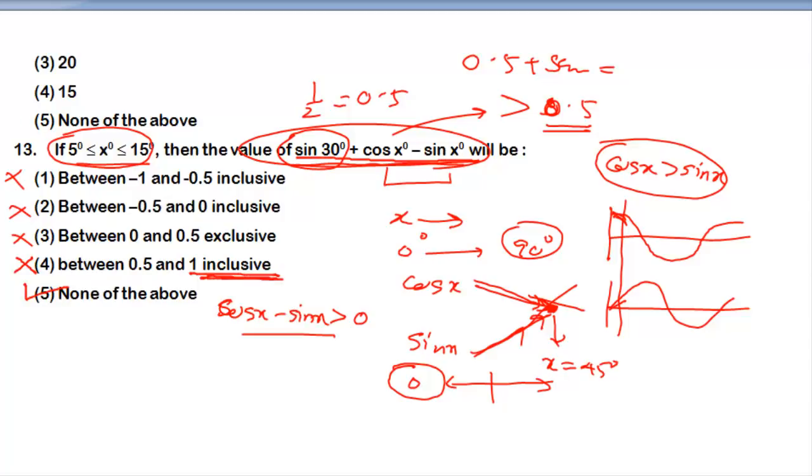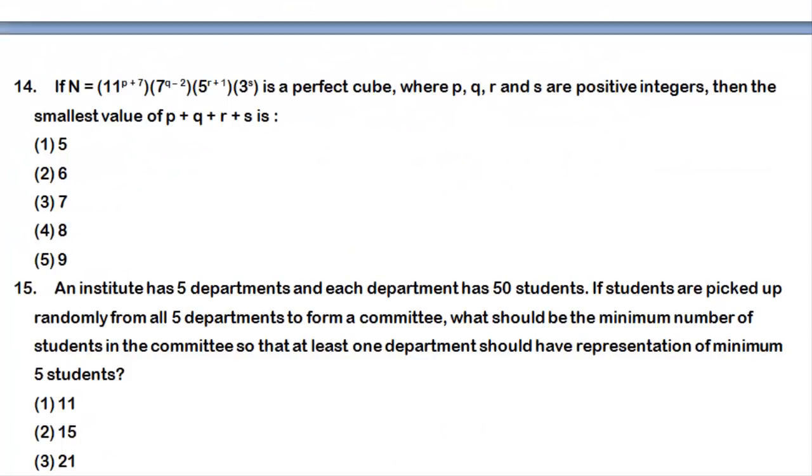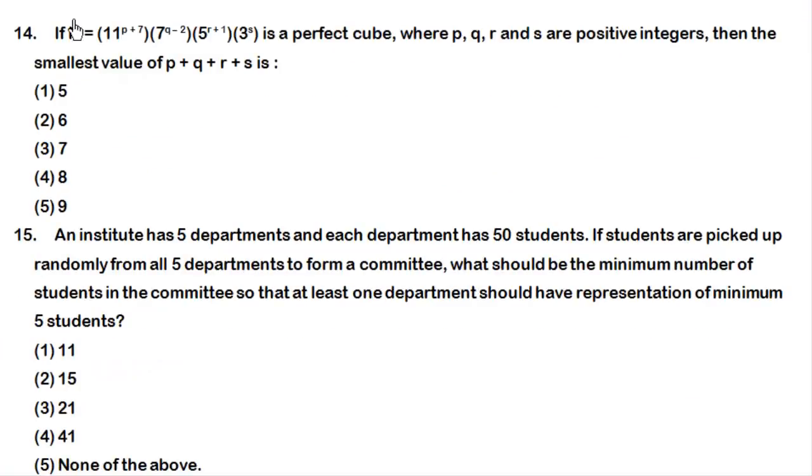Now let's move to the next question. Again you can see that this is a very easy question. Question number 14 says that n is already prime factorized and it is a perfect cube, where p, q, r, s are positive integers, then what is the smallest value? Anybody who has a basic idea about what a perfect cube and factorization are can easily get the answer for it, right?